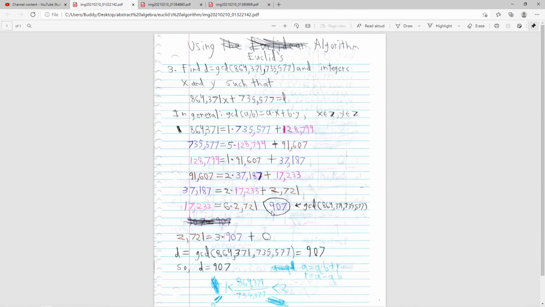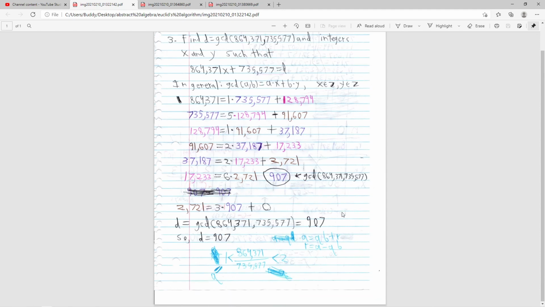Therefore, the last non-zero remainder is the greatest common divisor of the two numbers. So D equals 907, because that's what the GCD is. D equals the GCD of these two numbers.